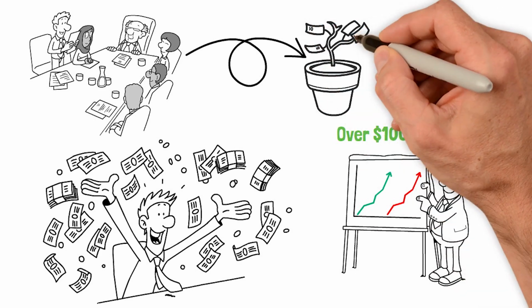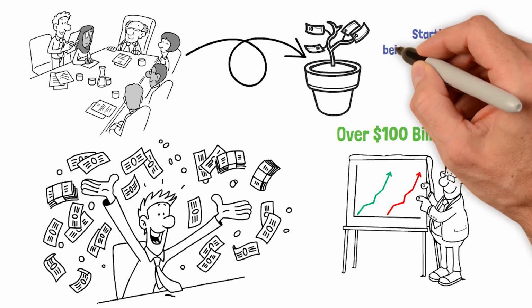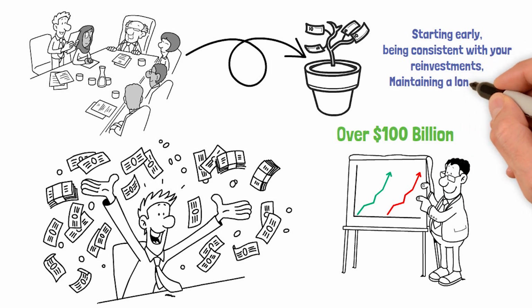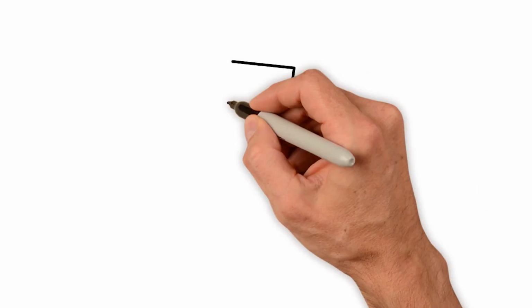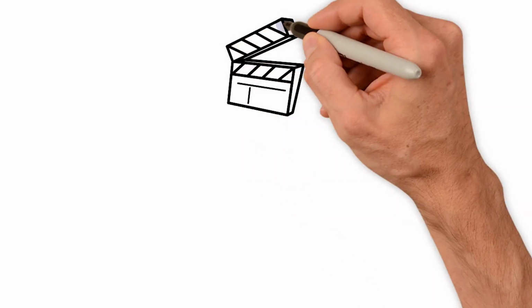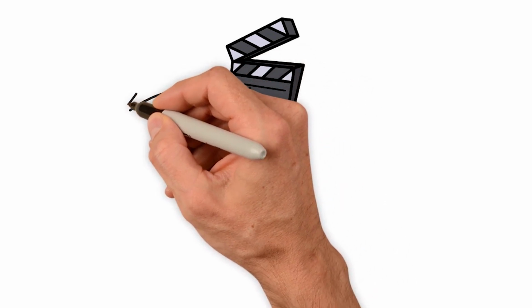So what can we learn from Warren Buffett's approach to compound interest? The magic lies in starting early, being consistent with your reinvestments, and maintaining a long-term perspective. Even if you're starting with a small amount, the power of compound interest can turn it into a substantial sum over time. Now, let's see the true power of compound interest with a quick comparison. What happens if you start early versus starting late?